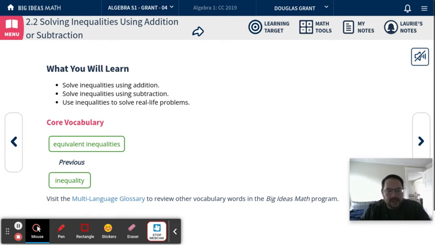All right, so we're going to jump right into it. You're going to see the term equivalent inequalities. That's a weird thing, equivalent inequalities. Basically what that means is you can add 2 to each side of an equation. You can also add 2 to each side of an inequality, and the inequality stays the same. So we're going to use those properties to do some of these problems.